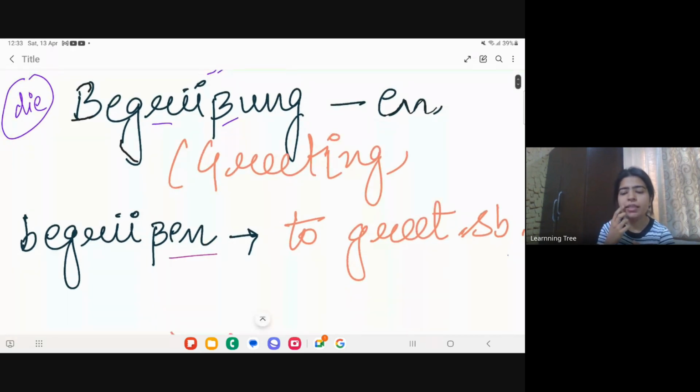Yeah, so I was saying that nouns in German are always written with capital letter. Always. Whether a noun is coming in the beginning of the sentence, in the middle, or at the end, a noun will always be written with capital. Right? So you need to make this habit of writing the nouns always with capital.